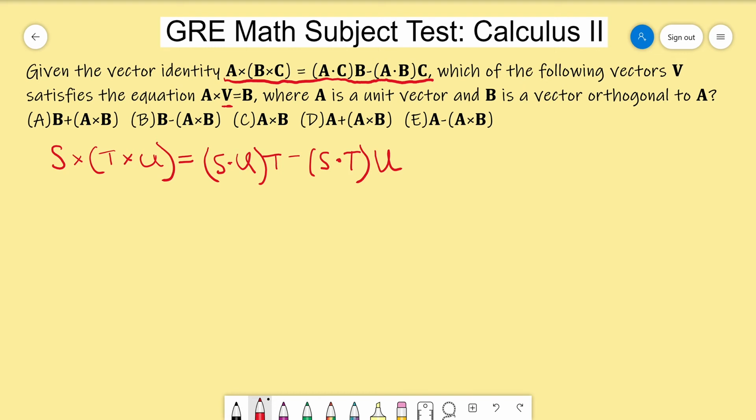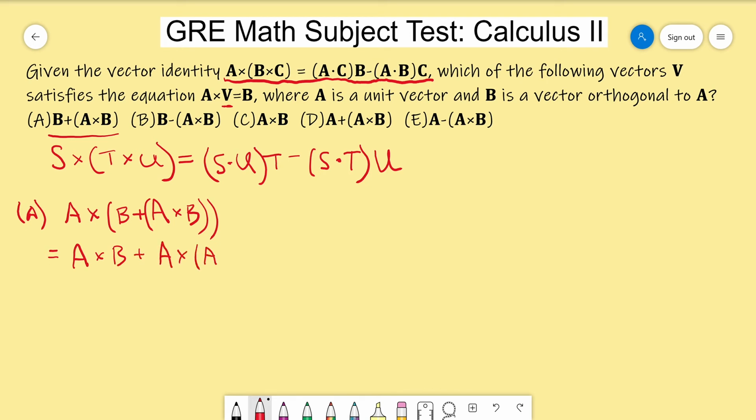And now we need to find the vector V that satisfies A cross V equals B for a specific A unit vector, and B that's orthogonal to A. So let's try the first one, A. Well, we're going to write A cross V. That's going to be A cross, now V is equal to B plus A cross B. Okay, so with the cross product, we can distribute the A. So this is going to equal A cross B plus A cross A cross B.